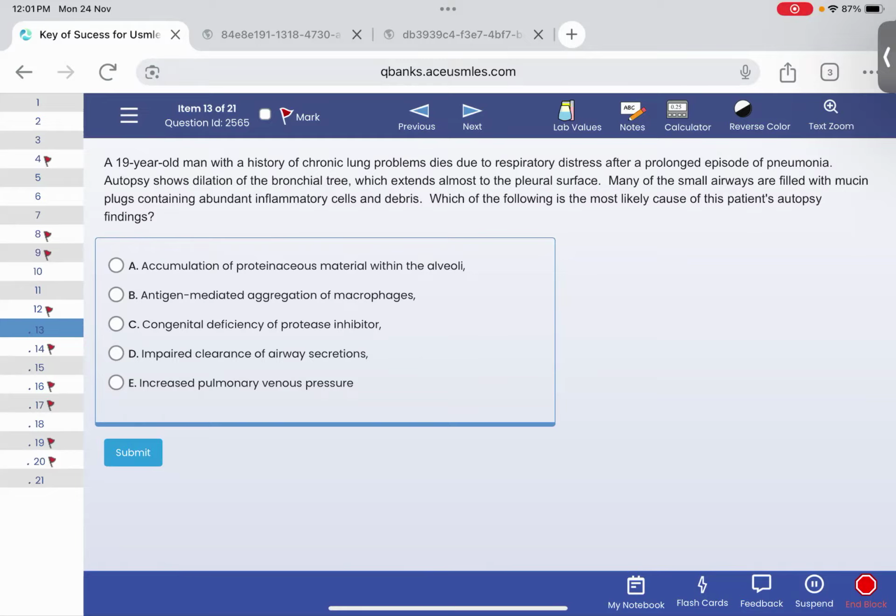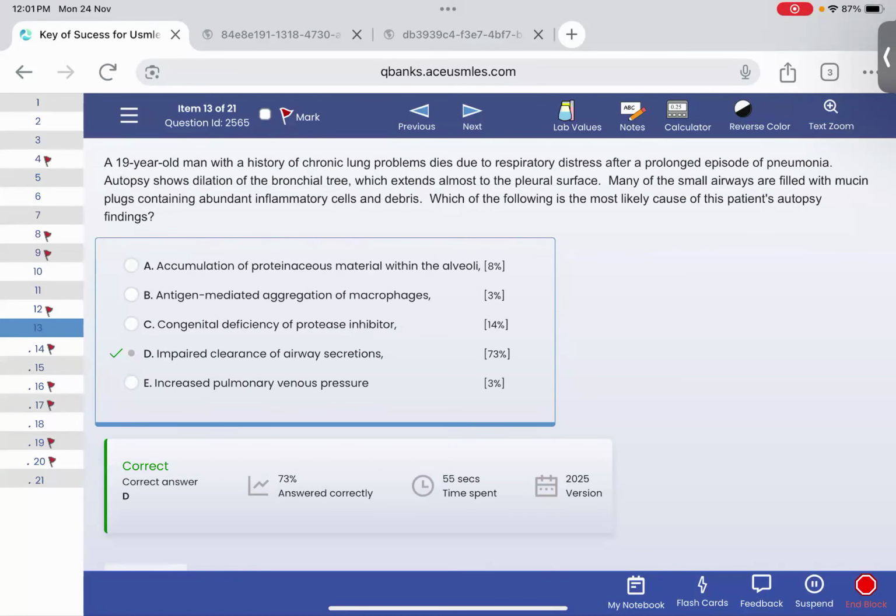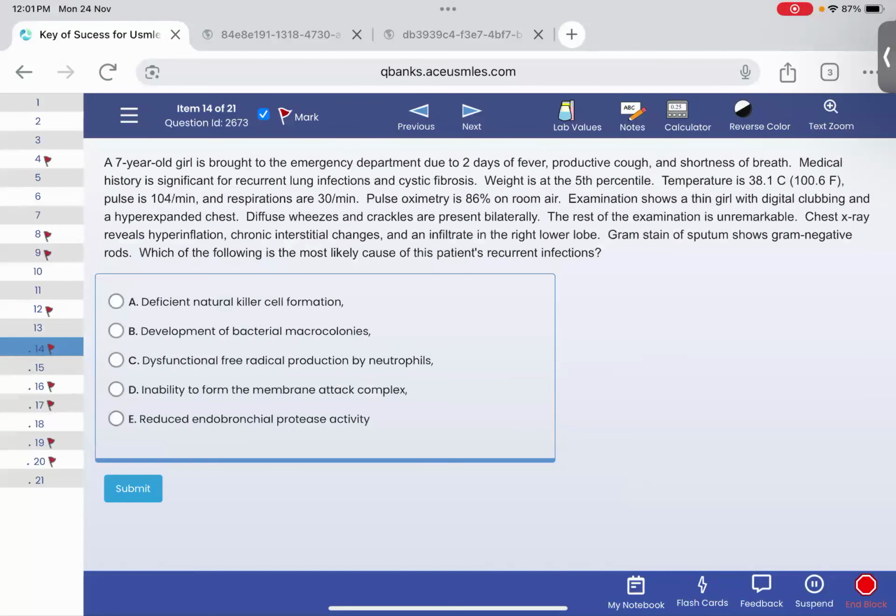So it's cystic fibrosis, correct. Yeah, it's cystic fibrosis. So impaired clearance of airway secretions, D. Yeah, impaired clearance of airway secretion is the correct option. All right, next question.